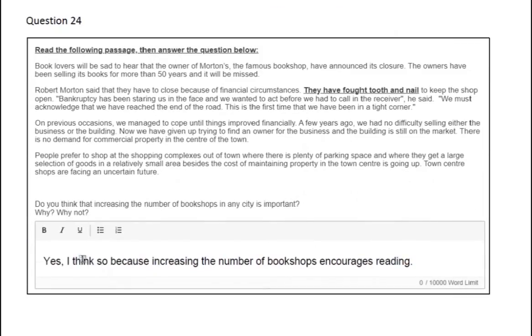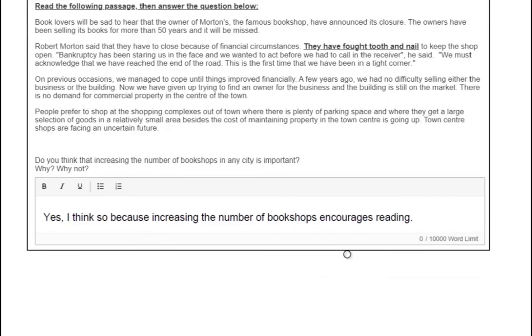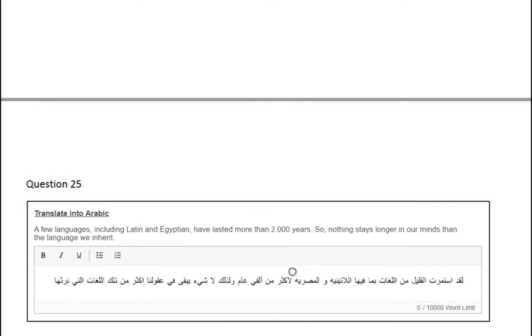Number 24. Do you think it is a critical thinking question here: is increasing the number of bookshops in any city important? Why or why not? I think that increasing the number of bookshops in any city is very important. Why? Because increasing the number of bookshops encourages reading. As you know, reading is the food of minds.